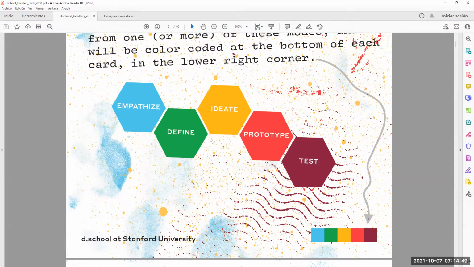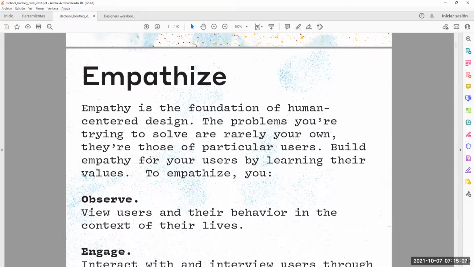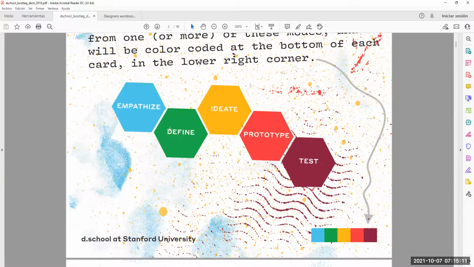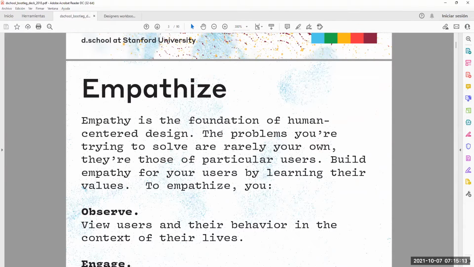So we are basically right here in steps number 1 and 2. We are going to complete step number 1, and then we'll start step number 2. Somehow these 3 steps are the ones that normally take the longer. So that's where we are. The first step, guys, is empathize.